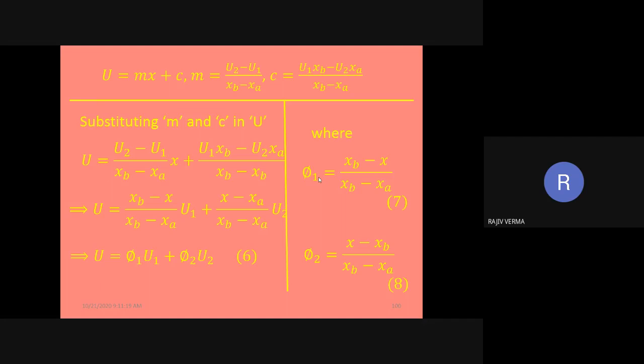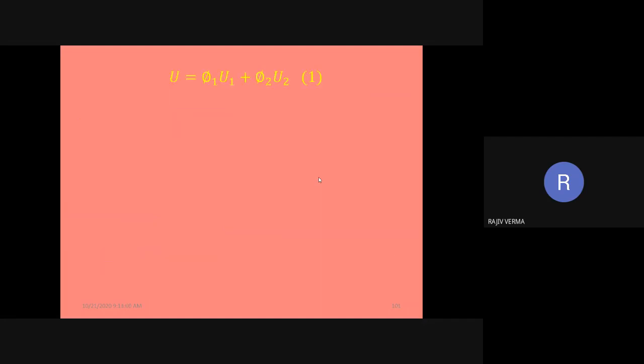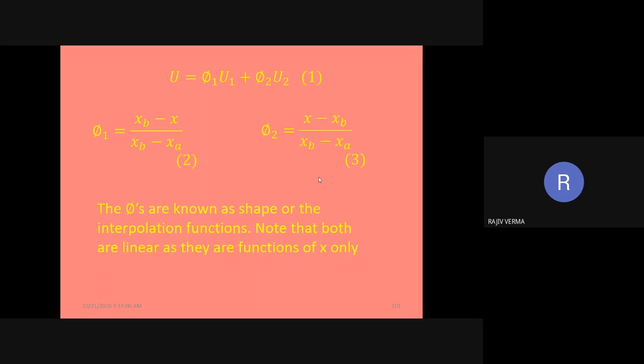Now, coming to the next slide, this is the same equation which has been repeated from the previous slides. These phi's are known as shape functions. They are also known as the interpolation functions. Note that both phi1 and phi2 are linear expressions of x only. They are linear expressions of x because we started with the polynomial y is equal to mx plus c to get this particular alternate form which is written in equation number 1.